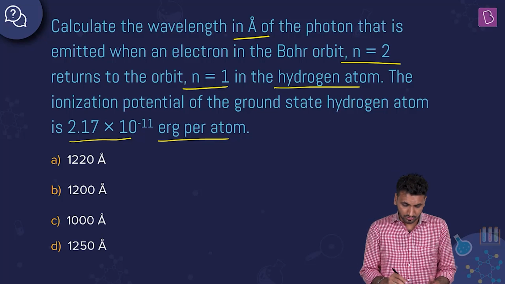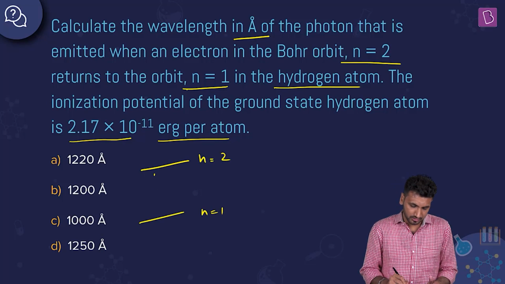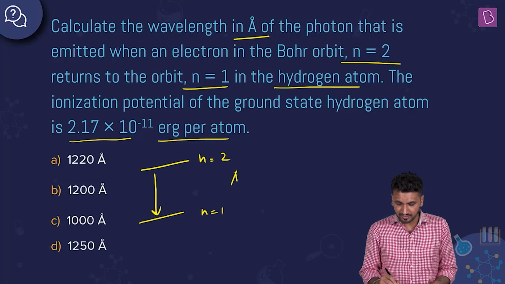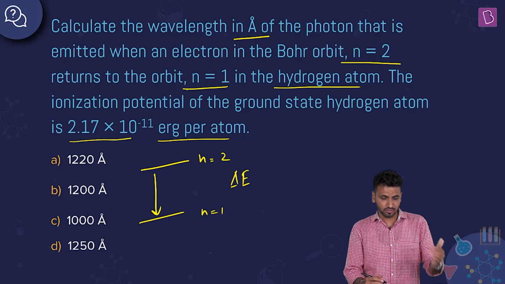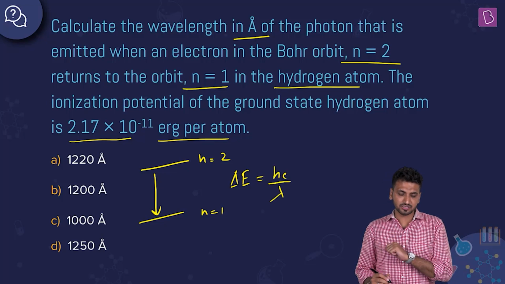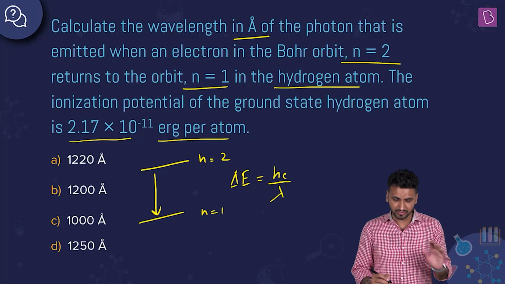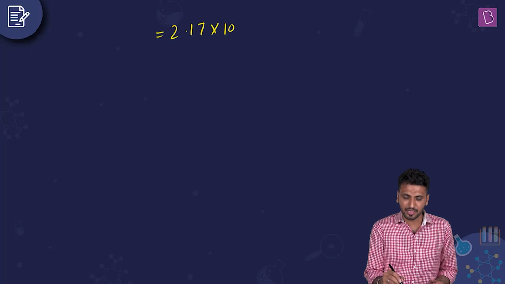So the scenario is that we are moving from n equal to 2 to n equal to 1. This is the electronic transition, and we have to calculate the delta E. Then if I equate this with hc by lambda, the lambda in angstrom is going to be my final answer. What is given to us is the ionization potential, 2.17 into 10 raised to power minus 11 erg per atom.